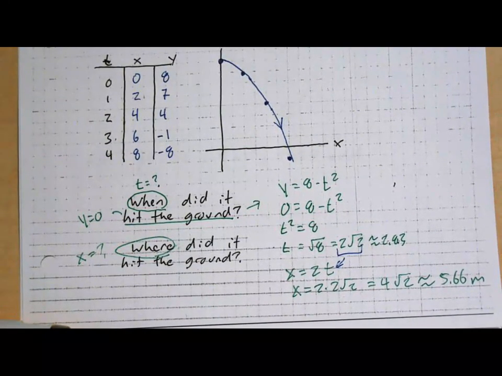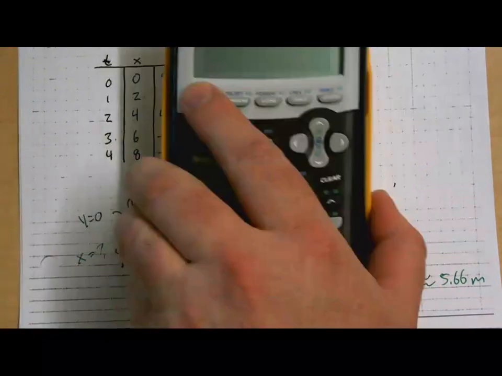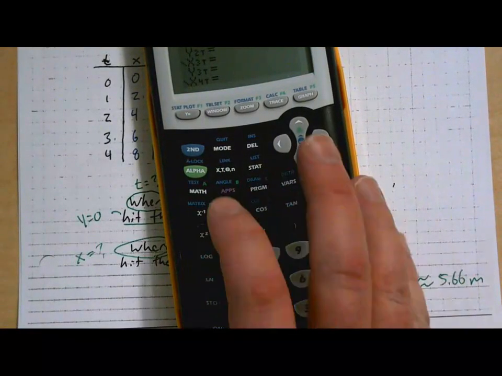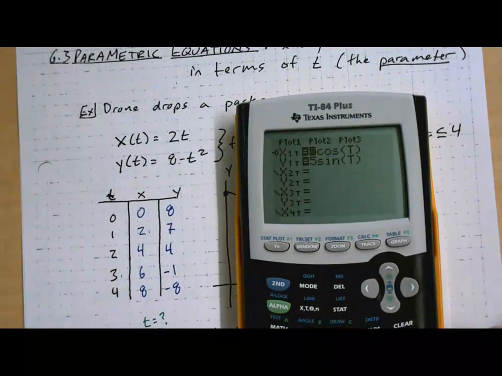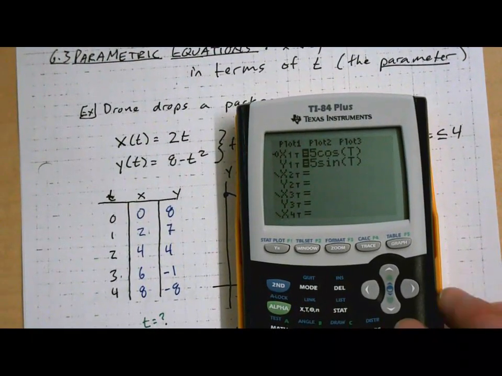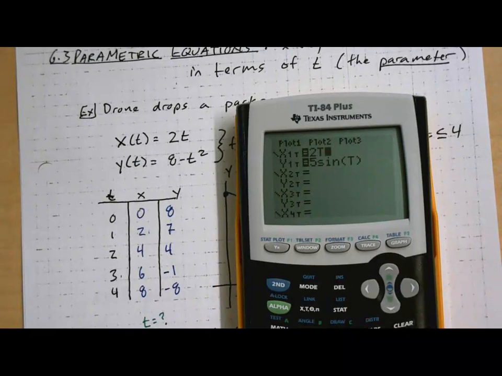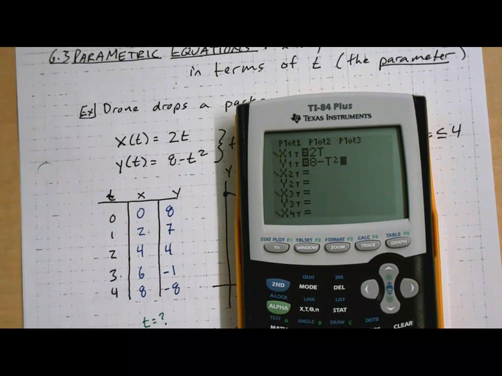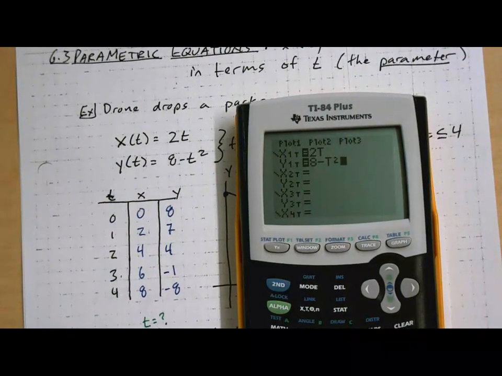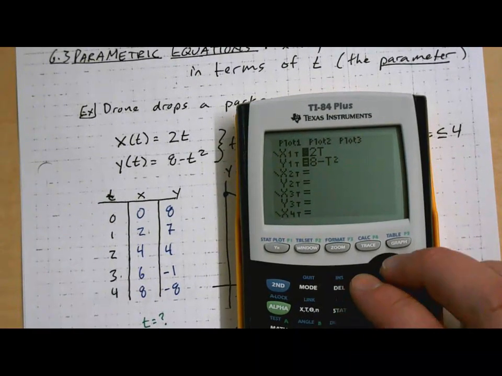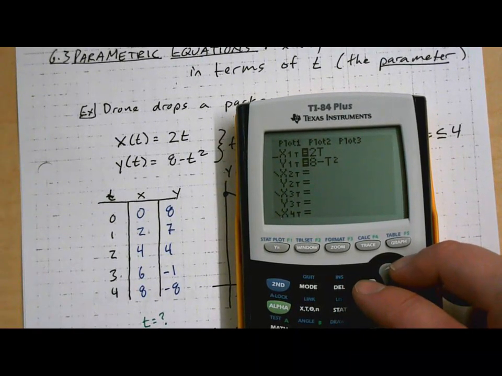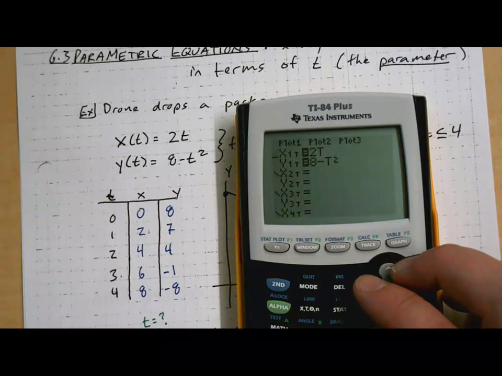Let's talk about how to do this graphically. Could you guys go back into your calculators and let's put this parametric system into our calculator. So we've got 2t and 8 minus t squared. And please resist the urge to hit the graph button, because we want to adjust our window first.